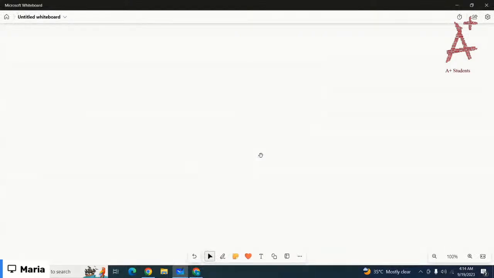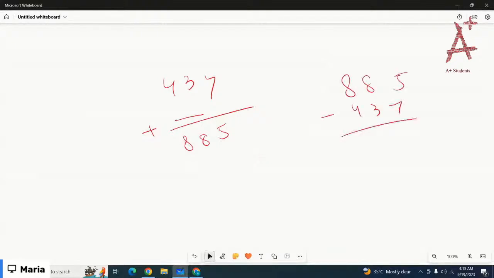Okay, let's just do another example, that is 437 plus the missing number and their sum equals 885. So which is the correct option? How do you find the missing number? Be careful when subtracting. You have to subtract the given number out of the sum. You have to do 885 minus 437.